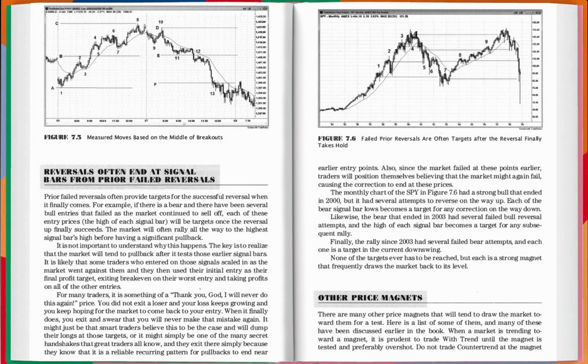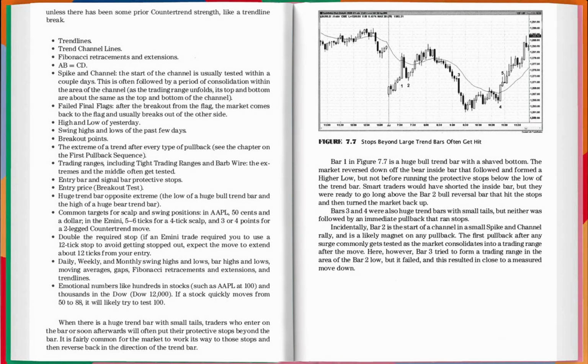Other price magnets. There are many other price magnets that will tend to draw the market toward them for a test. Here is a list of some of them, and many of these have been discussed earlier in the book. When a market is trending toward a magnet, it is prudent to trade with the trend until the magnet is tested and preferably overshot. Do not trade countertrend at the magnet unless there has been some prior countertrend strength, like a trend line break. Trend lines. Trend channel lines.